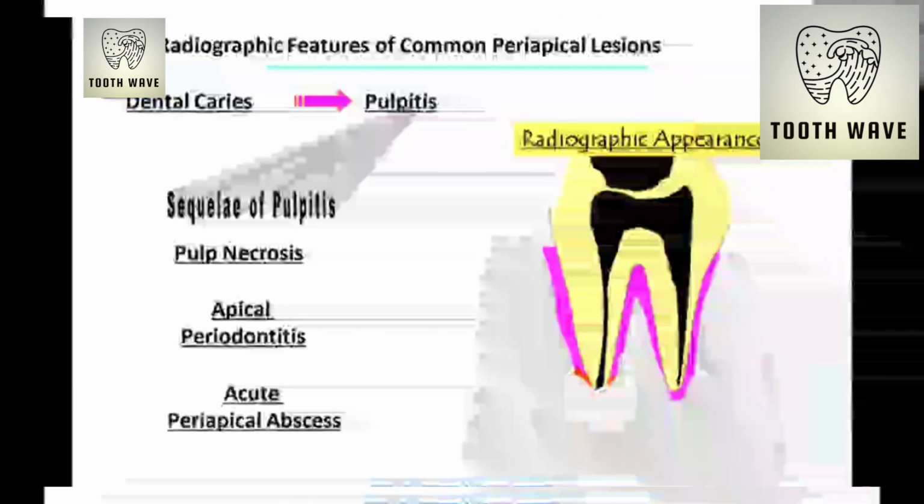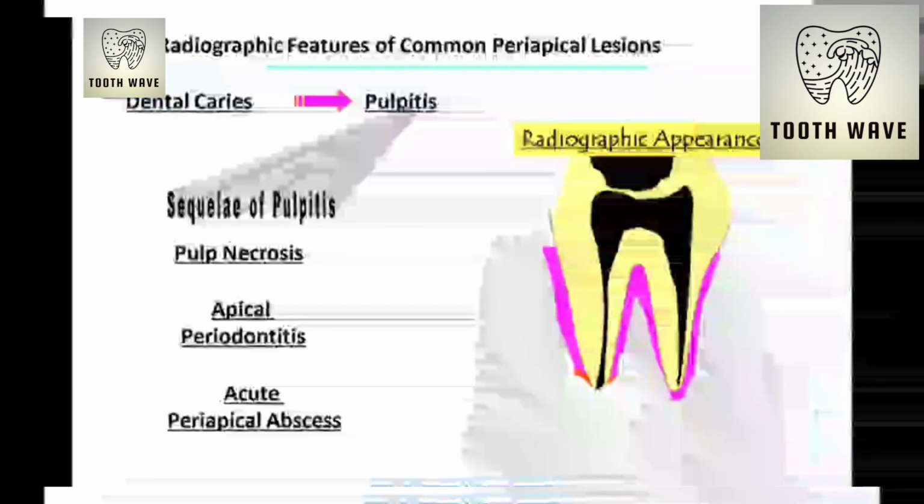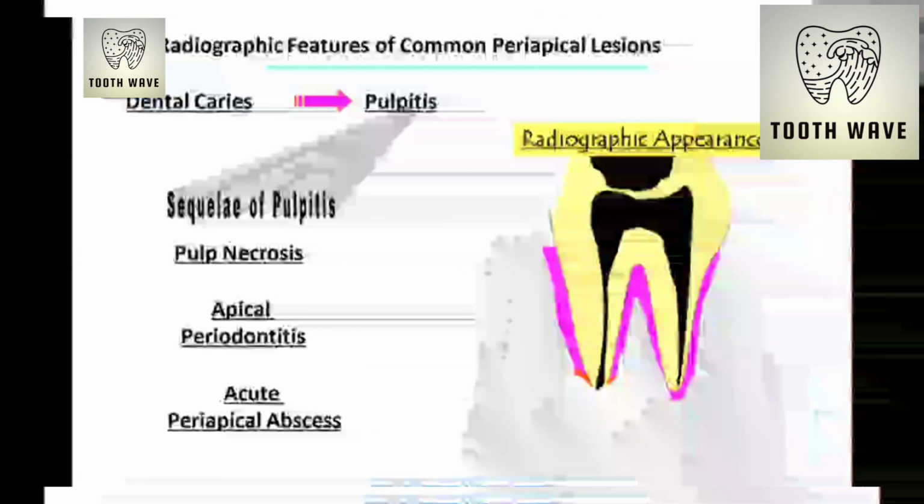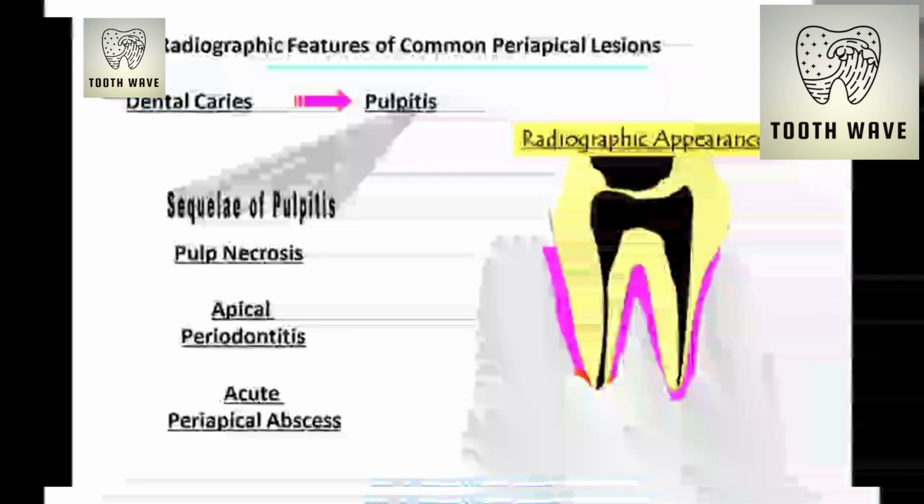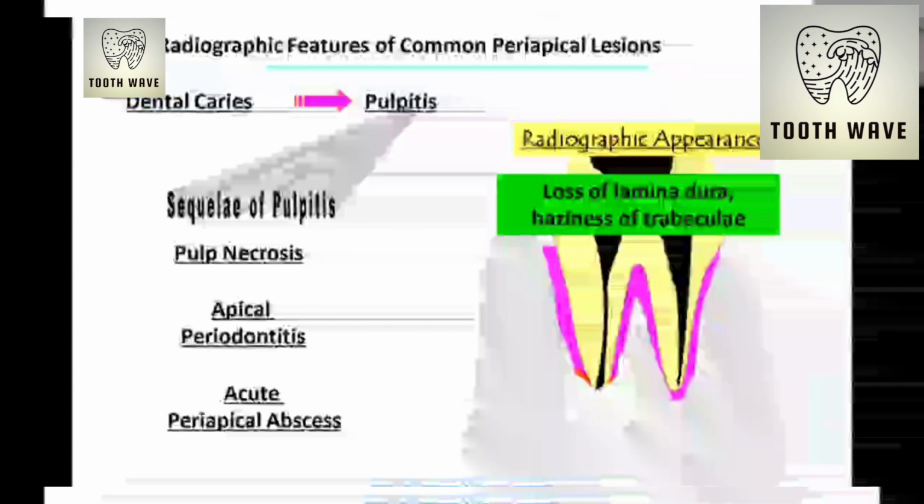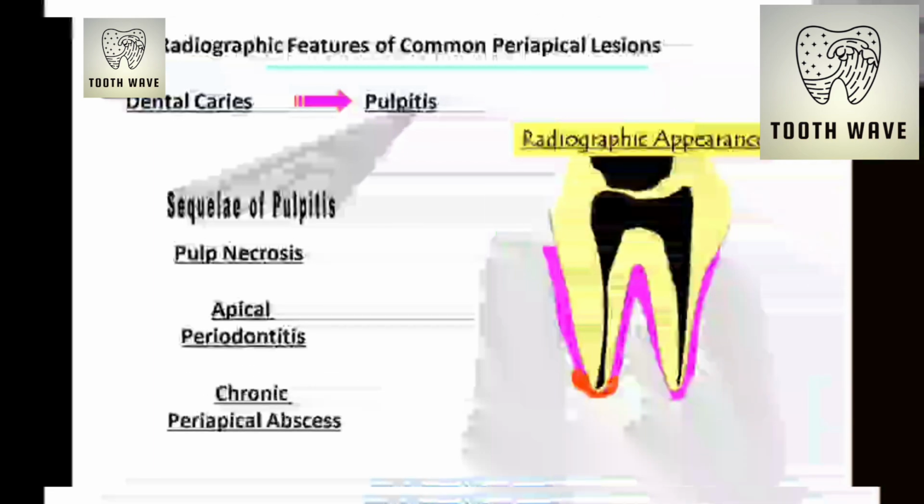So next, what will we see? Now this has also progressed. The lamina dura, which surrounds the periodontal space, this white line, is lost here, and the trabecular pattern has become blurred or hazy. This stage is known as acute periapical abscess, and clinically the patient may have a feeling of tenderness of the tooth in the socket, or a small swelling on the gingiva in the vestibule. So the radiographic features of acute periapical abscess are loss of lamina dura and haziness of the trabecular pattern.